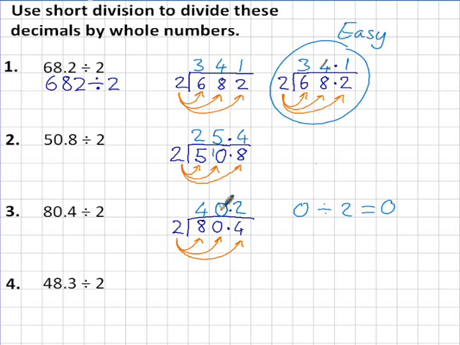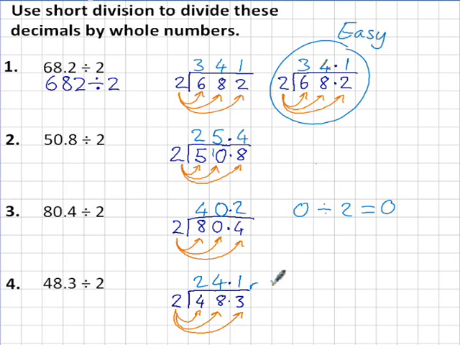Okay, and the final example involves the number 48.3, which when divided by 2 there will be a remainder. So what do we do in that situation? Okay, well, by now you'll be familiar with the idea that the decimal point pops up. And 2 into 4 is 2. 2 into 8 is 4. 2 into 3, it's 1, but there's 1 left over.